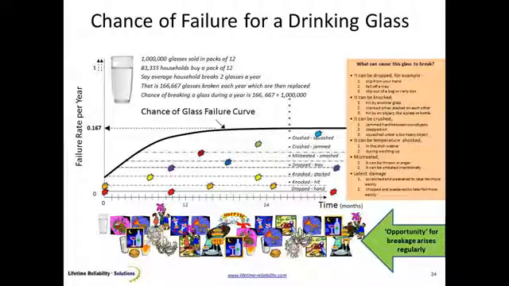What I've got here is a situation where we have glasses from around the world. We'll just say the manufacturer of the glass made 1 million glasses, and they're in 12 packs. So I go to the store and I buy a pack of 12, which means there's 83,333 households with a pack of 12 glasses.